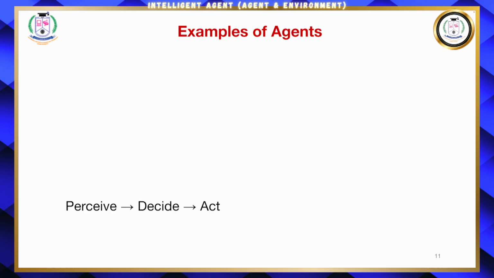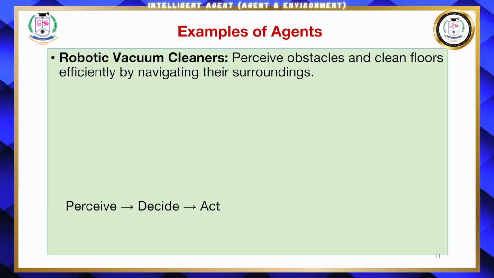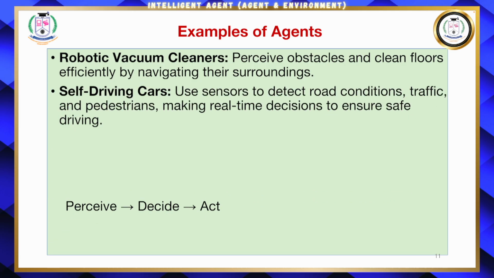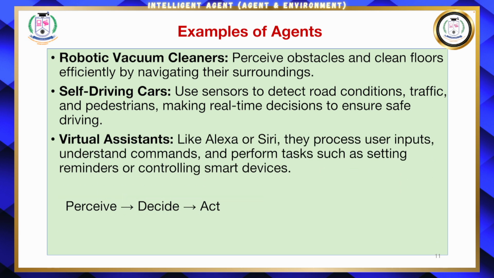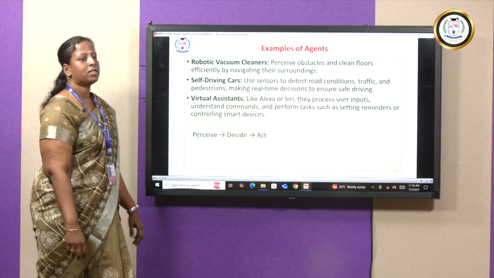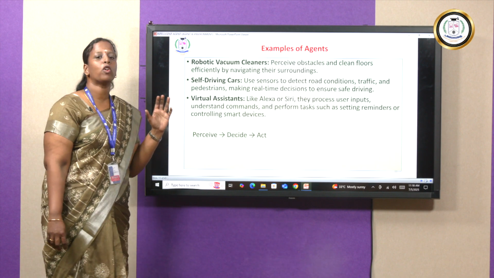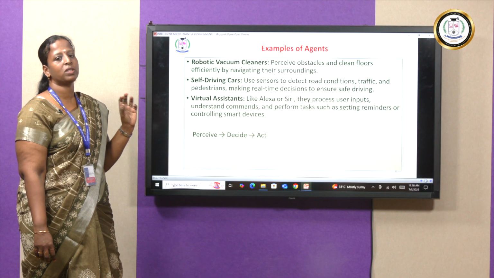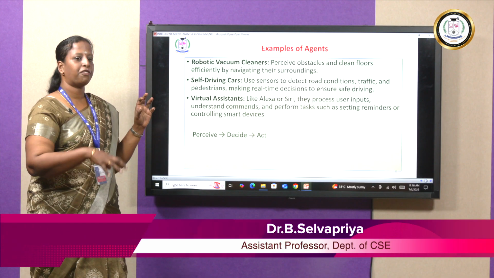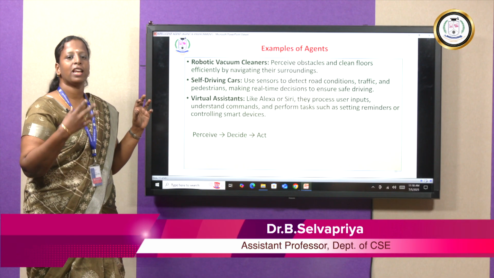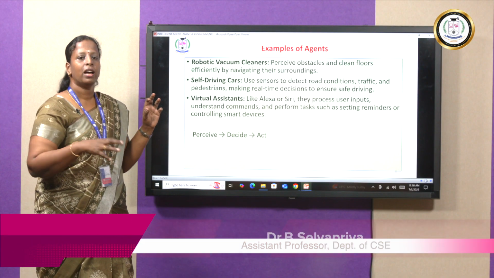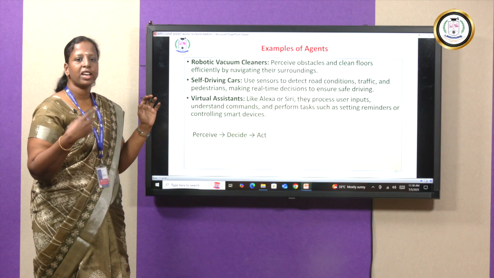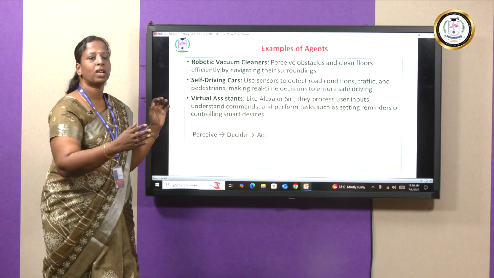Next we will see some examples of agents. One is a robotic vacuum cleaner, next is a self-driving car, and next is a virtual assistant. The first example is the robotic vacuum cleaner that we use in everyday life. Suppose it is cleaning a floor and faces an obstacle in its current path. It navigates its surroundings and moves in the next direction.